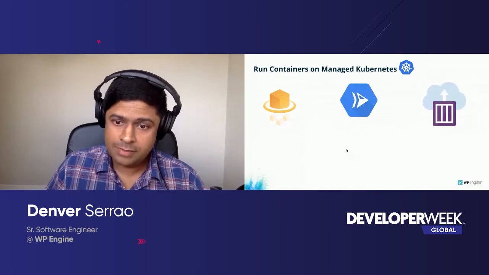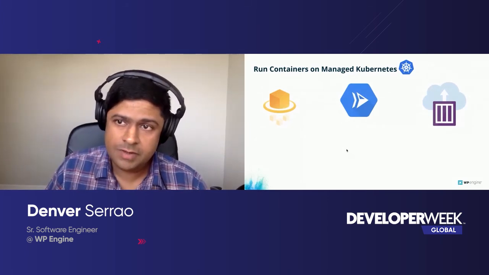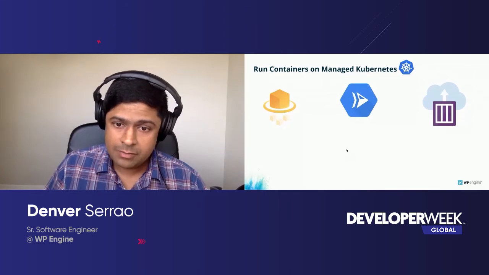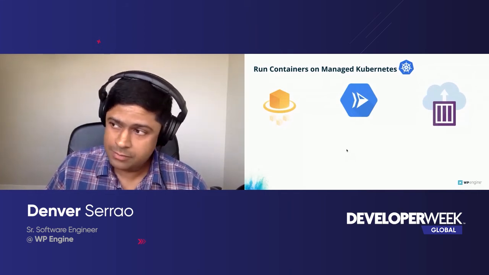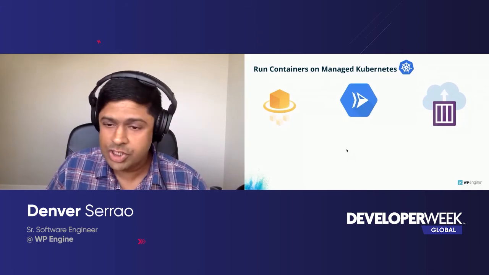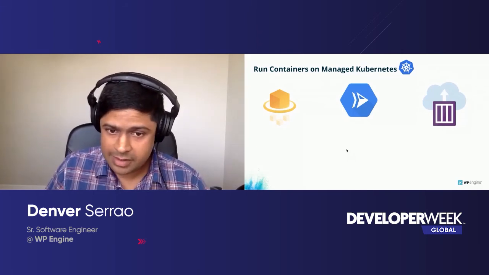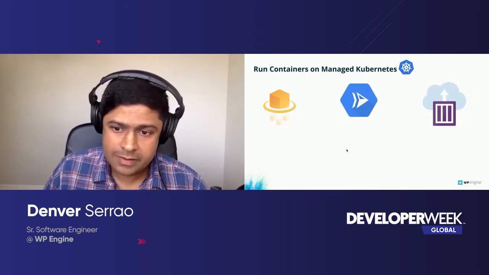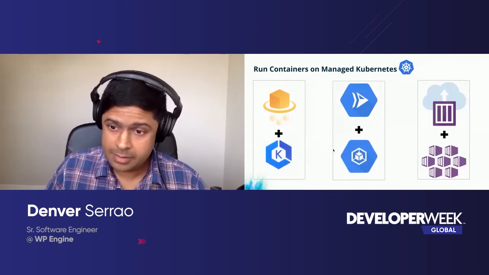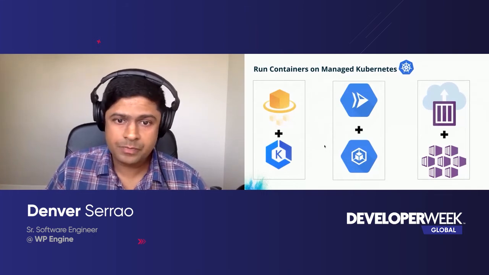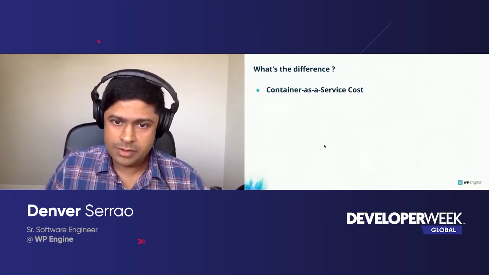AWS allows you to run Fargate on EKS, which is AWS's managed Kubernetes service. The same for Cloud Run from Google, which allows you to run Google Cloud Run on GKE. Azure allows you to run Azure Container Instances on EKS. These are all relatively new offerings, some of which are still in beta, but they offer an exciting value prop in terms of cost. So what's the difference?